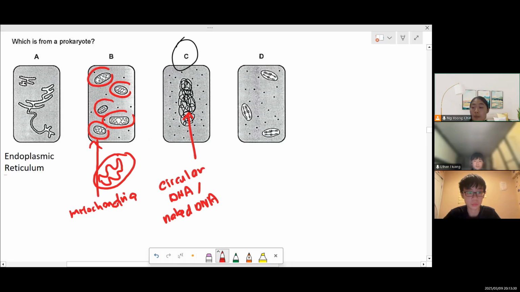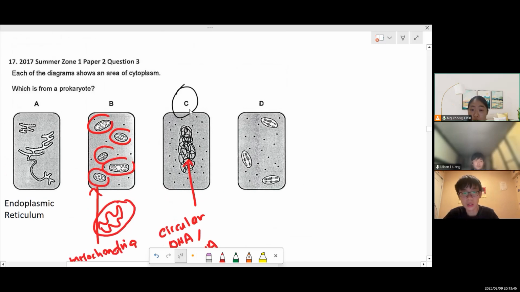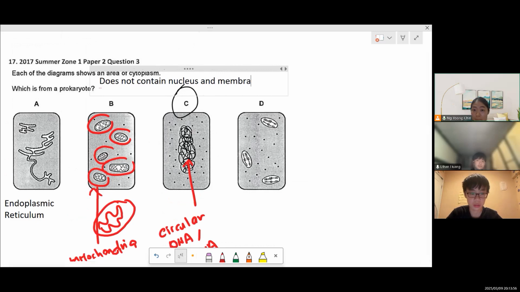Naked means that this DNA is not enclosed within a nucleus. Inside the prokaryote, you should know prokaryote does not contain any nucleus and also membrane bound organelle.